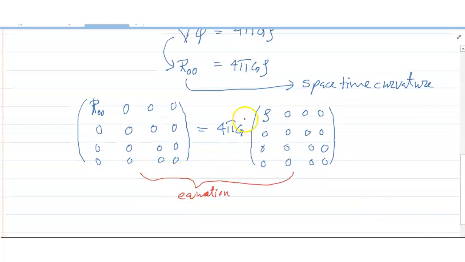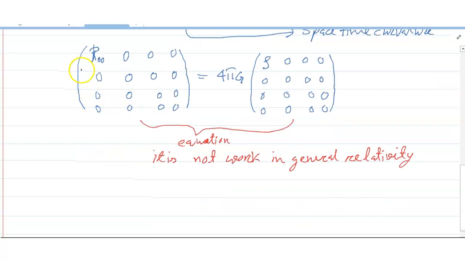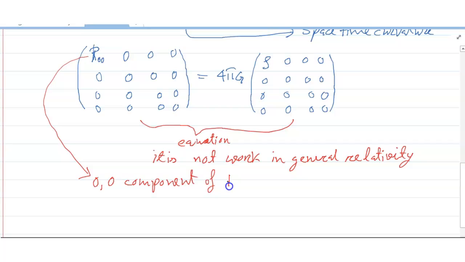Now this equation does not work in general relativity. This is setting the 0 0 component of the Ricci tensor proportional to ρ. R_00 is directly proportional to ρ.